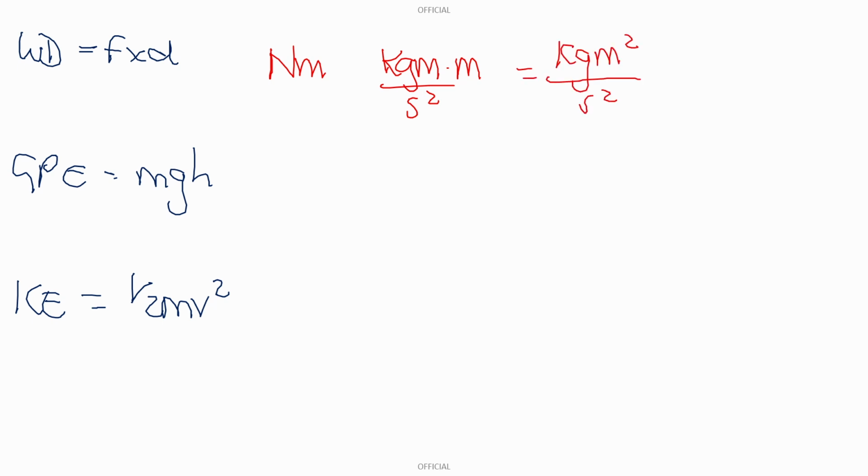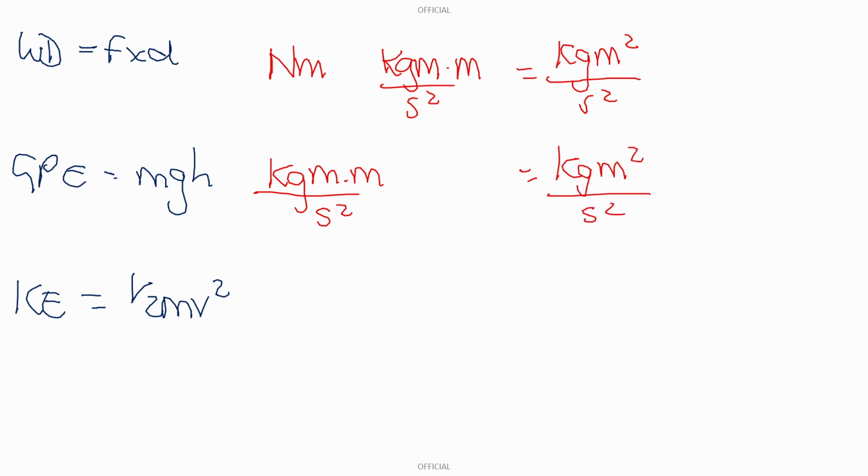If I do the same thing down here, I've got mgh, so I've got kilograms. Obviously g is measured in meters per second squared, and then height is measured in meters, which means I end up with the same kilograms meters squared per second squared.